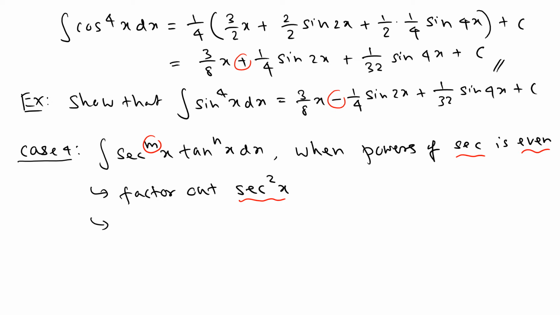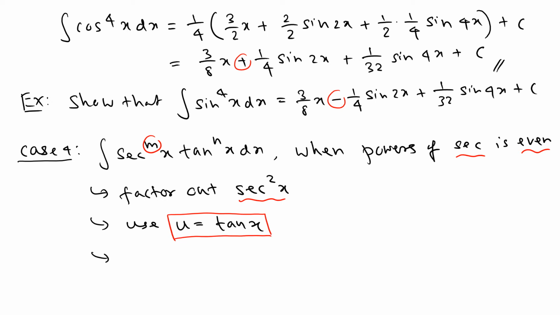So you can guess a substitution. What's the substitution we're going to use? u equals tan x, because secant squared is the derivative of tangent. That's what we do: u equals tan x.